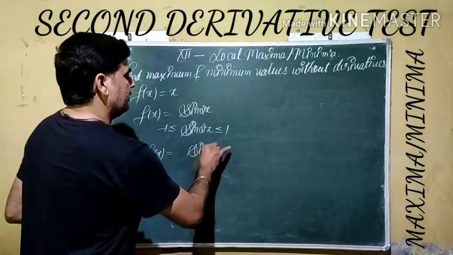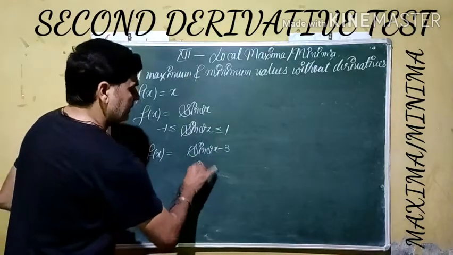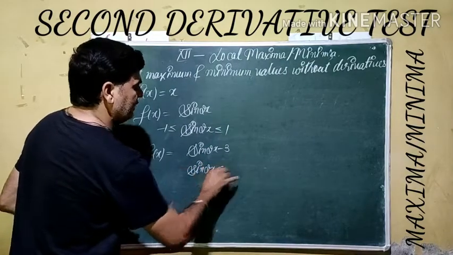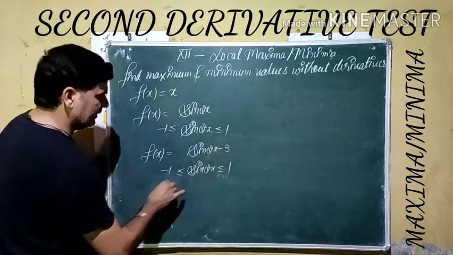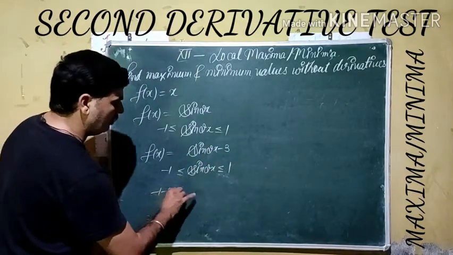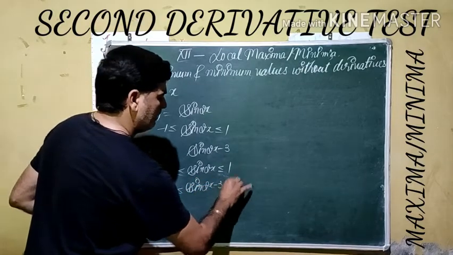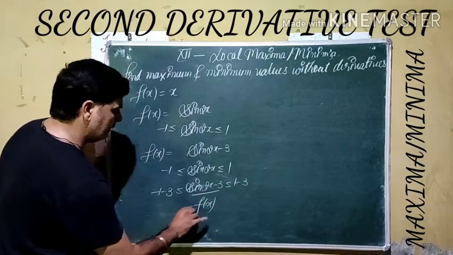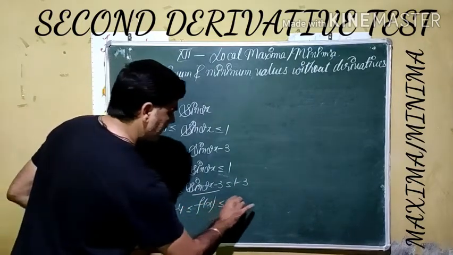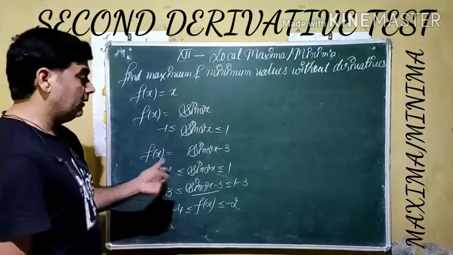If the function is replaced by this one, sine of 2x minus 3, what is the highest value and lowest value? If you see here, sine of 2x has values from -1 to +1. We need here -3, so we subtract 3 from all. We get this one. So this is the given function whose range becomes from -4 to -2. So the highest value of the function is -2, and the lowest value is -4.